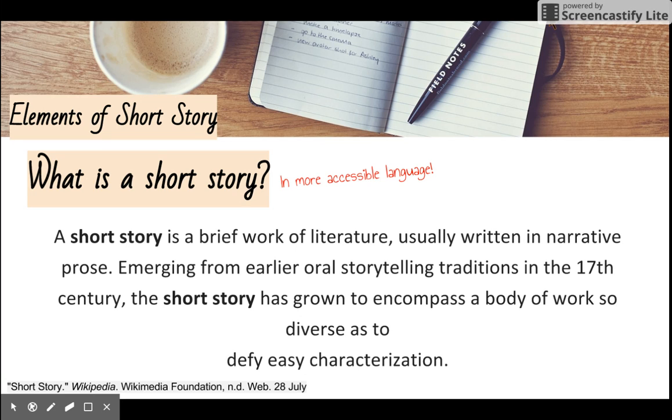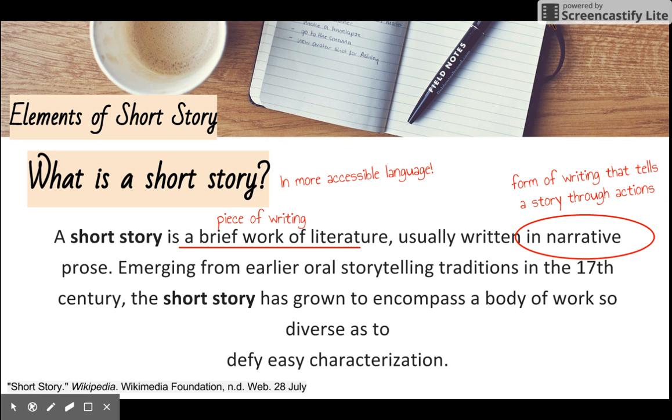more accessible language. So, a short story is a brief work of literature, so a piece of writing, usually written in narrative prose. And those are essentially a form of writing that tells a story through actions. So when we're looking at a short story, a piece of writing, it is going to be told through actions. Emerging from earlier storytelling traditions in the 17th century, so we know that it's an old tradition and it comes from oral storytelling. So back in the day when people used to kind of sit around the campfire and tell stories, that's kind of where short stories got their start.